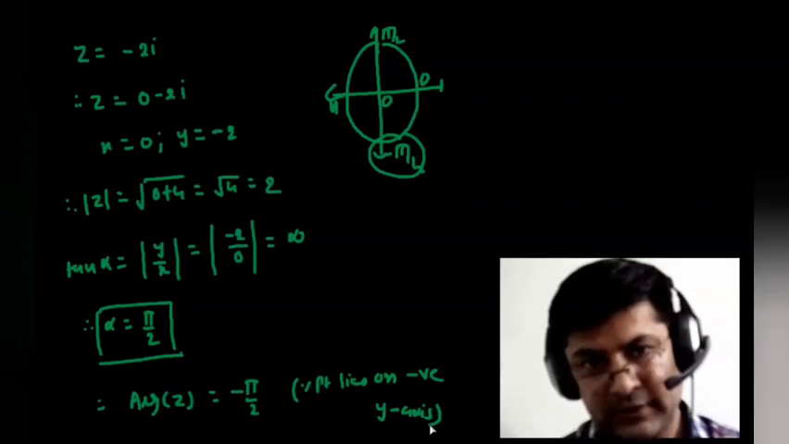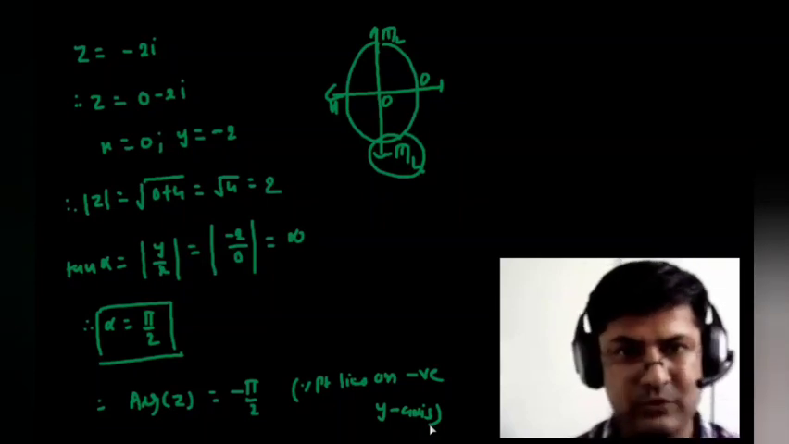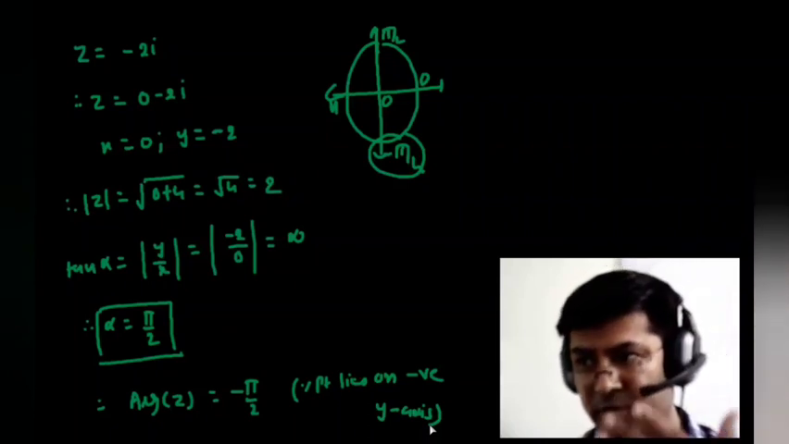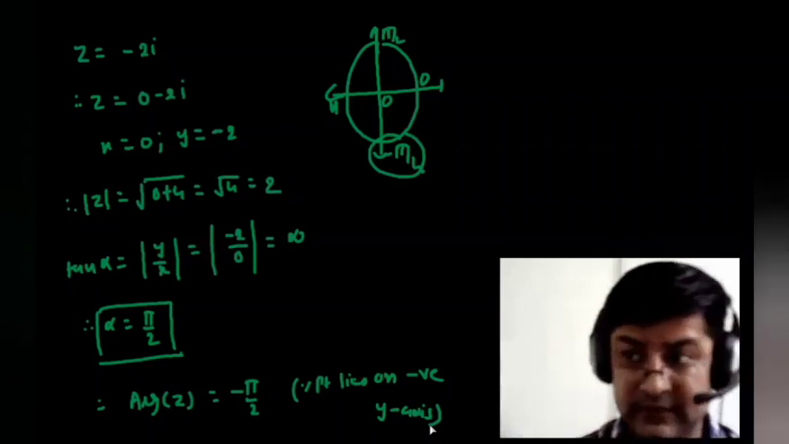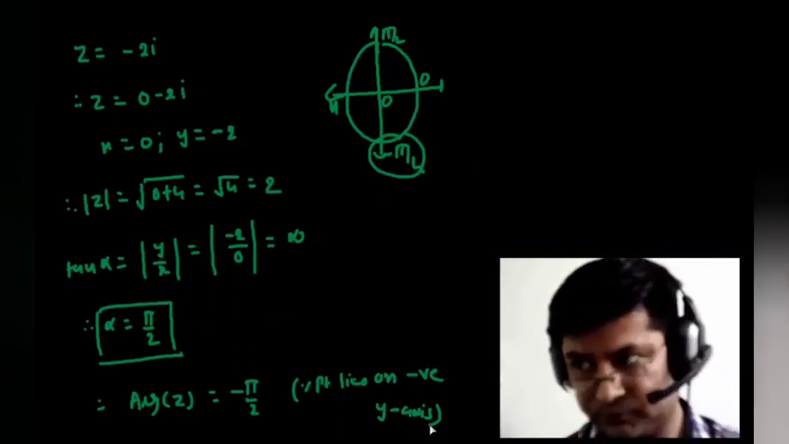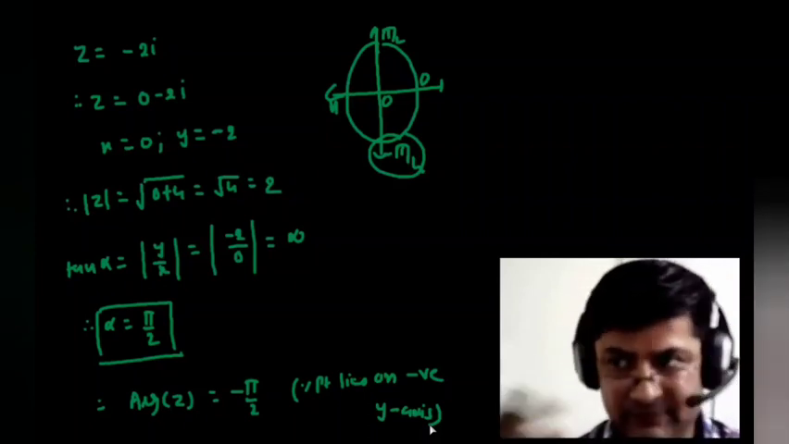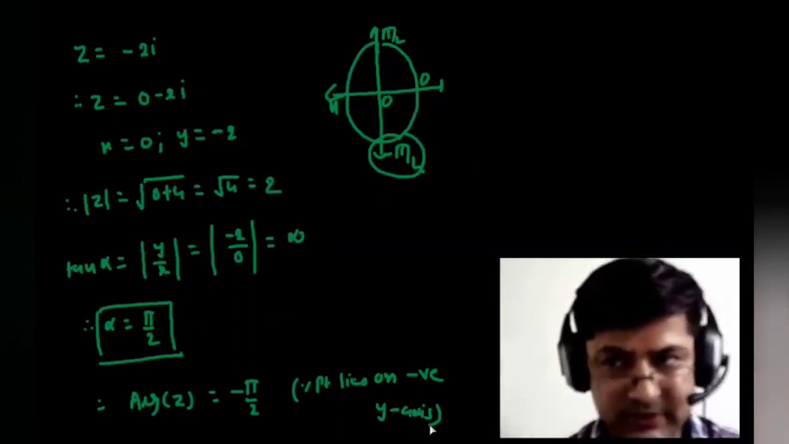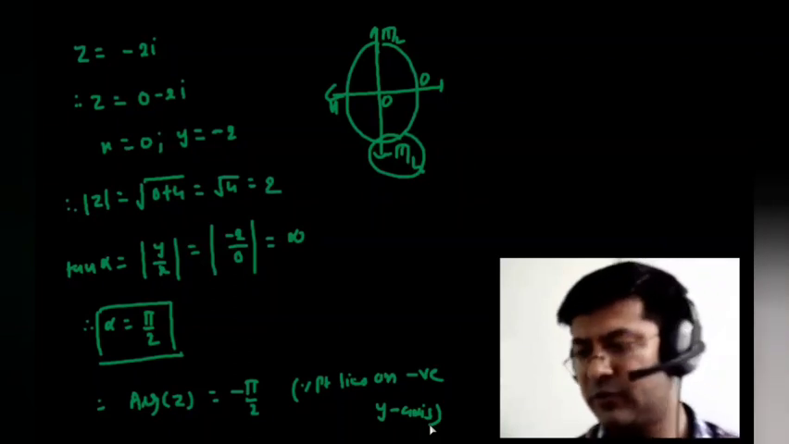Clear? So if a given complex number is purely imaginary, in that case the argument will be either pi by 2 or minus pi by 2, depending upon the position of the point, whether it lies on the positive y-axis or the negative y-axis. And in case of a purely real number, for example, suppose z is given by 2, then obviously it lies on the positive x-axis, and therefore the argument will be 0. And if z is equal to minus 2 is given, in that case the argument will be pi. So you remember this.